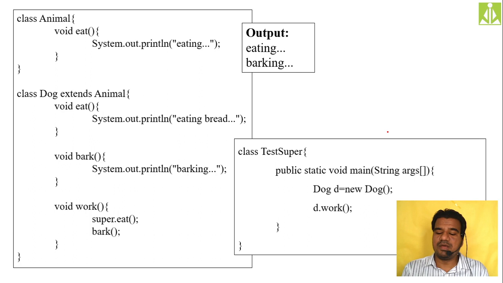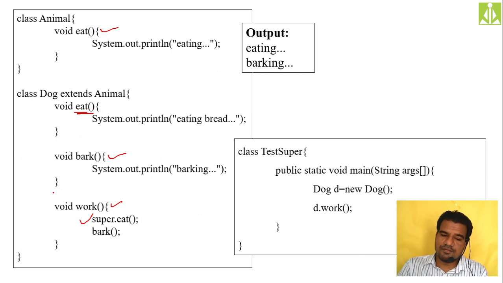So quickly I will demonstrate that one also. Here you can see, inside the animal class we have the eat method. Then inside the dog class also we have an eat method, eating bread, and it also has the bark method and work. So when you are calling the eat method inside work, if you put eat, it will refer to the immediate eat method only. It will not go to the animal method.